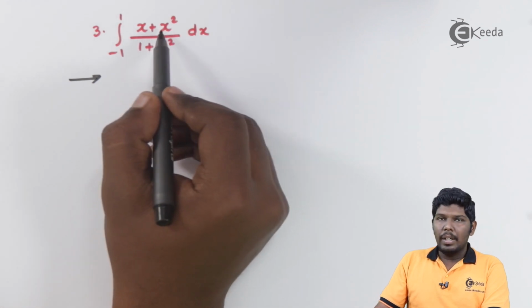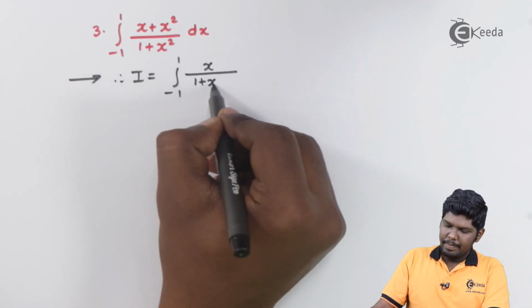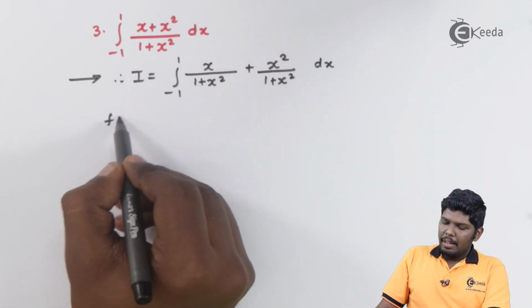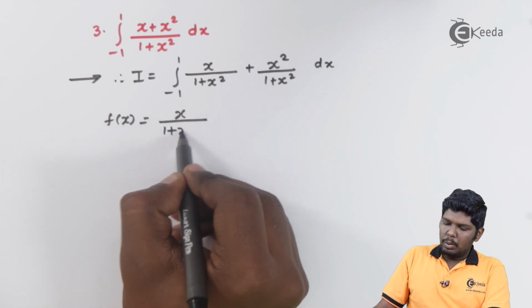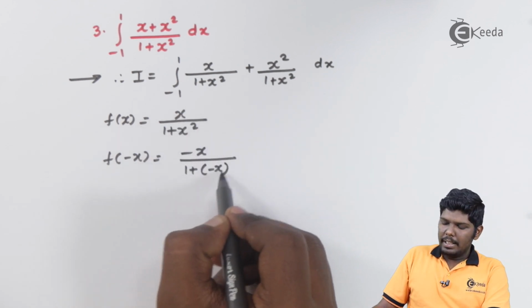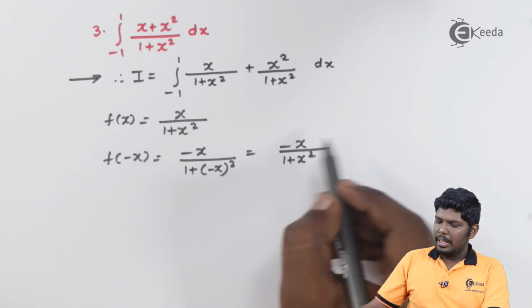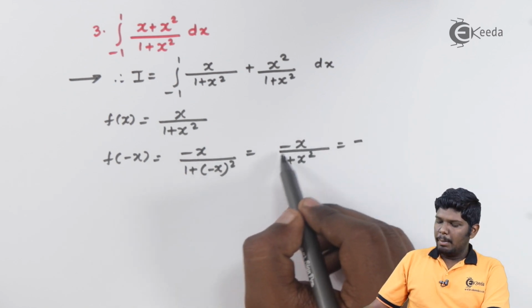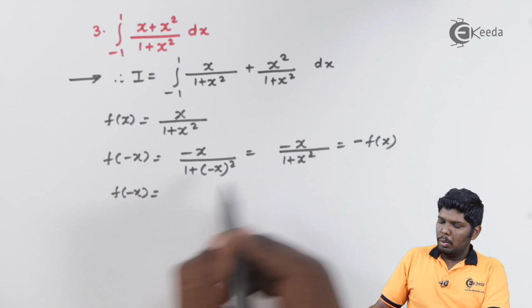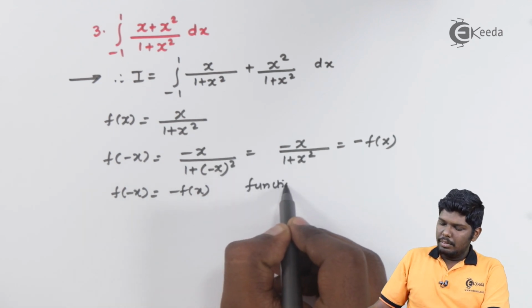But first, we can separate this function as x upon 1 plus x square plus x square upon 1 plus x square. Then, we will check this function first, followed by the second function. First, we have f of x as x upon 1 plus x square. If I put x as minus x, we will get minus x upon 1 plus minus x square, that is minus x upon 1 plus x square. As you can see, if I exclude this minus sign, the remaining part x upon 1 plus x square is nothing but our f of x. So f of minus x is equal to minus f of x. Whenever f of minus x is equal to minus f of x, we say the function is odd.